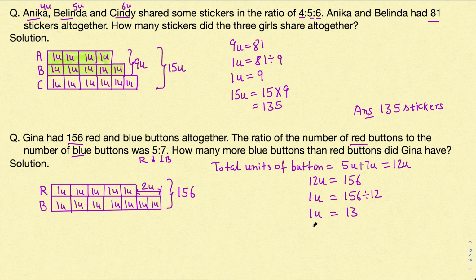So let's do that. So 2 units is equal to 2 times 13, right? That will give you 26. Okay, so basically there are 26 more blue buttons than red buttons Gina had. Okay, so let's write our answer quickly. The answer is 26 more blue buttons.